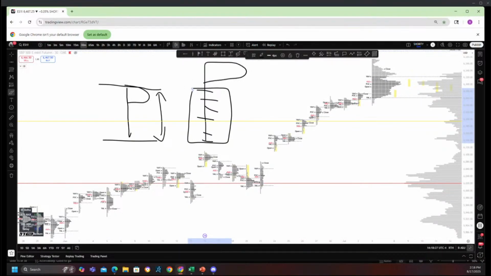Long-term buyers find value and bought it up. Yeah, the price came really good. They loved it. And how much time did it spend there? Not even 30 minutes, since it's a single TPO. You want to see a single period on P-shaped profiles. Those usually mean a short cover rally is starting, right?